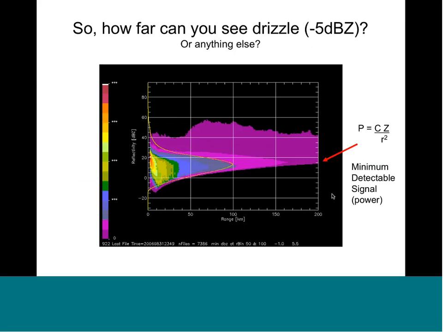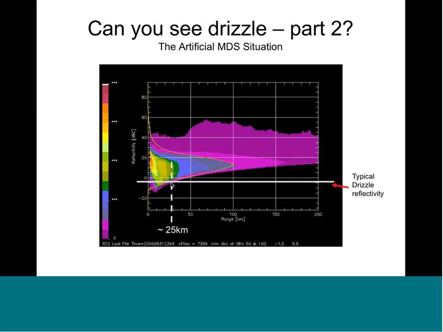So let's go back to this graph. If your radar had a sensitivity of -5 dBz, and I draw this curve here, what this says is that if your drizzle is -5 dBz, then you should be able to see that echo all the way up to about 25-kilometer range.